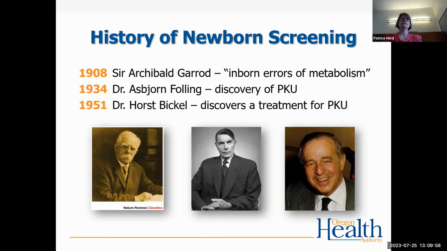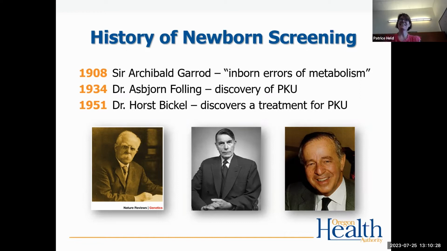It wasn't until 1934 that Dr. Folling described phenylketonuria. Dr. Folling recognized that a set of symptoms that included intellectual impairment, motor problems, and skin abnormalities were also associated with an abnormal amount of phenylpyruvic acid being excreted in the urine. And so he described phenylketonuria.